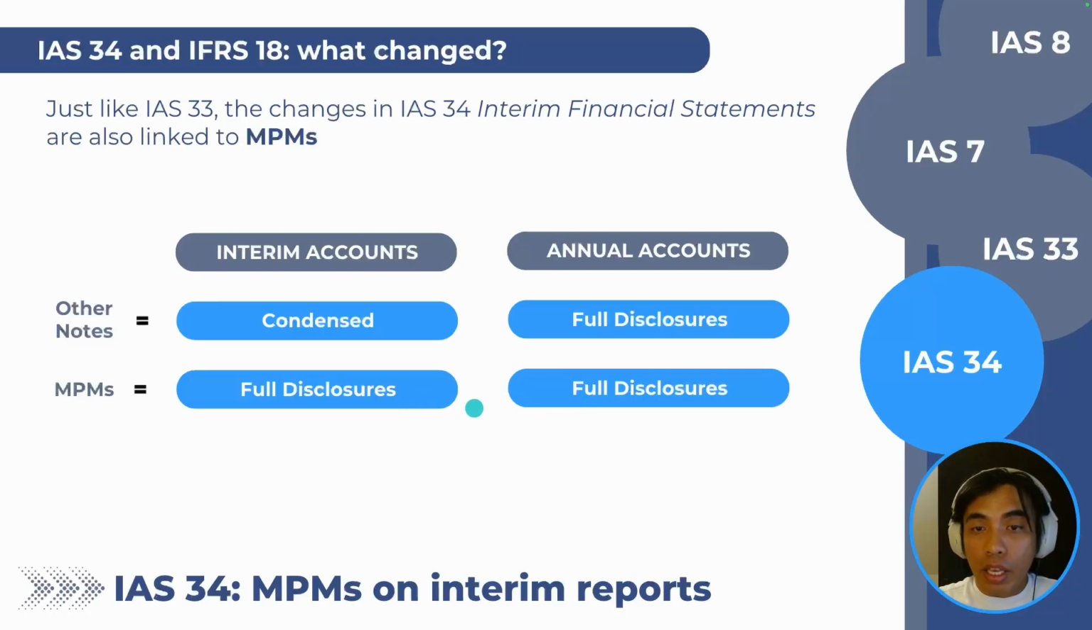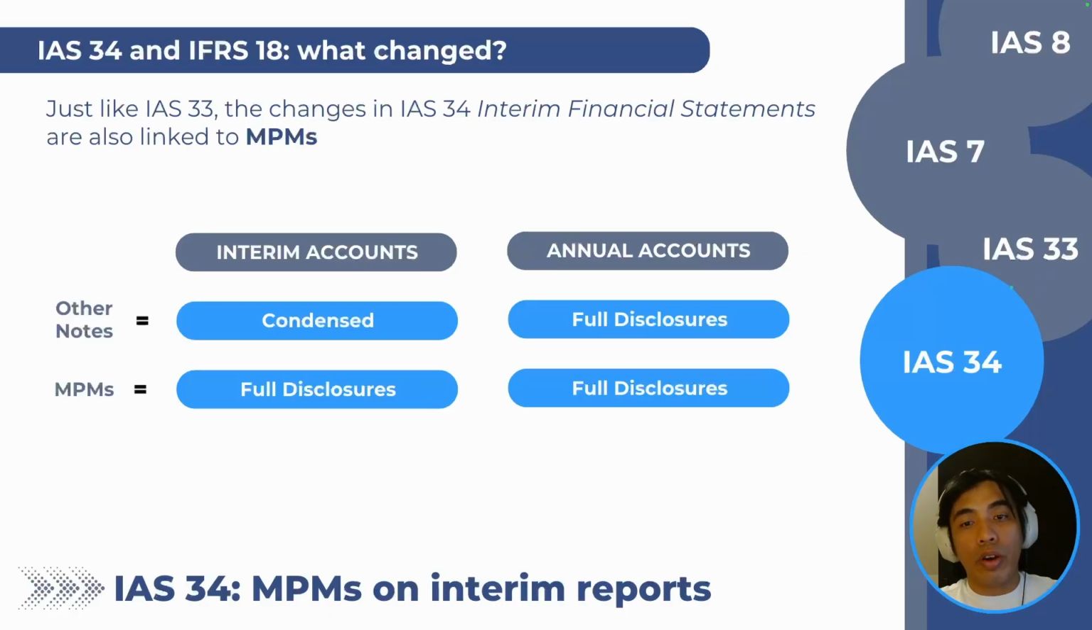What it says here is that for both interim and annual accounts, MPMs should have full disclosures. There are no exceptions, because in the interim accounts, normally you would have condensed information. You don't have to disclose everything. It's in IAS 34, the different shortcuts, I would say, that you can have. But MPMs do not have the shortcuts, or the condensed versions of disclosures, in interim accounts. Both of them require full disclosures.